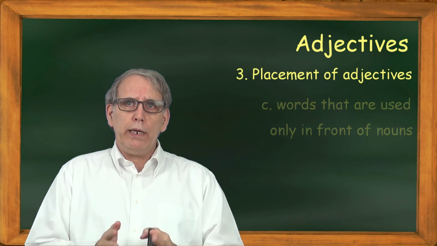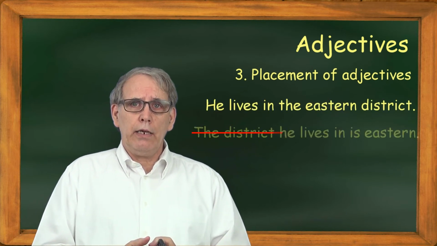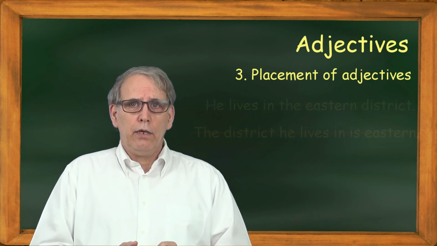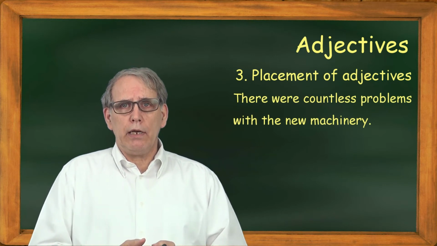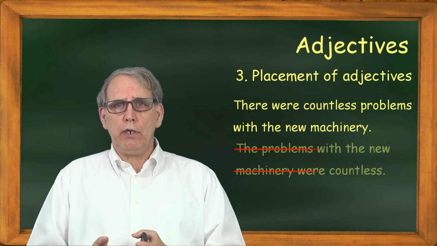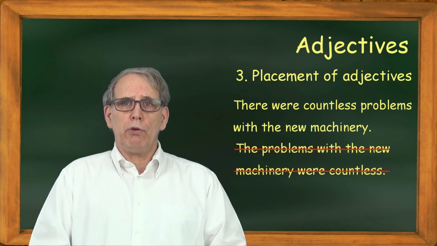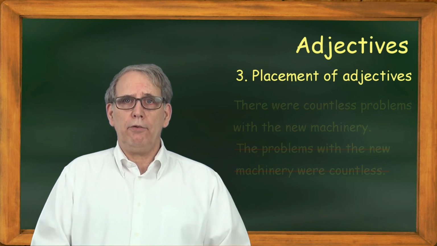For example, we can say, he lives in the Eastern District, but we cannot say the district he lives in is Eastern. We can say, there were countless problems with the new machinery, but we cannot say the problems with the new machinery were countless. So be careful when using these words. Remember, they come only in front of the noun that they modify.